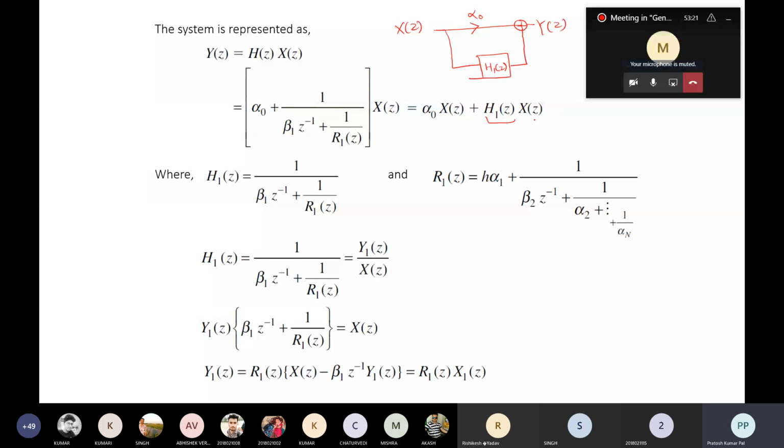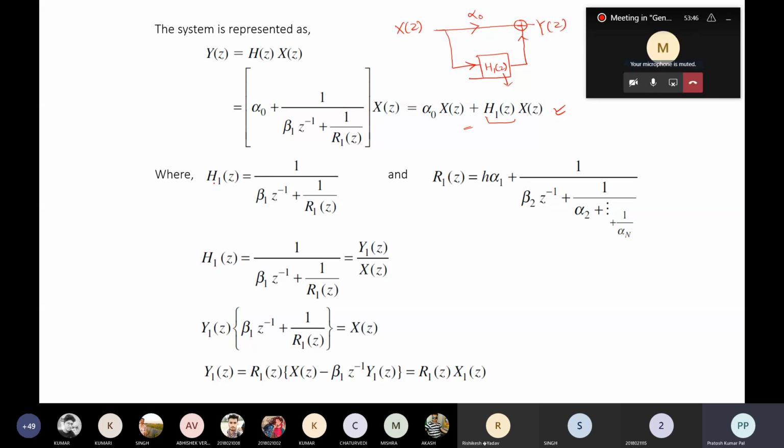So okay, up to this part we can realize it as this structure. So x of z, y of z, and this alpha naught will be coming out here, and this y of z coming out over here will be added to get the y of z. So this is the first relation, but again we will be taking h1 of z separately, and we will be realizing h1 of z.